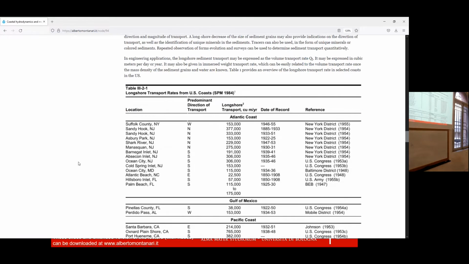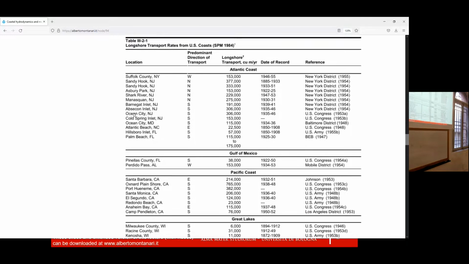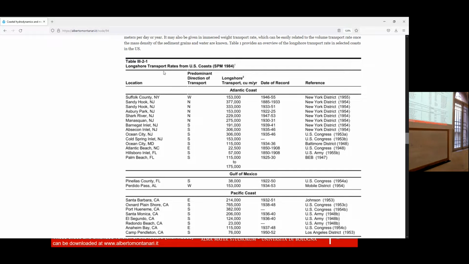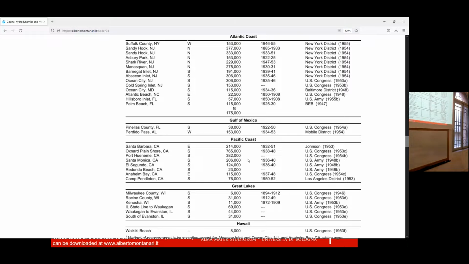First of all, in my web pages, you can find a table which gives longshore transport rates from US coasts. It was 40 years ago, and it's still valid. So you can see that it is indeed something very relevant, and these transport rates are in cubic meters per year. If you look at the higher values, we get close to 1 million cubic meters per year in some parts of the coast, and we are talking about important volumes. Of course, in the ocean it's higher than in the Mediterranean, but still, even here, it's an important phenomenon.